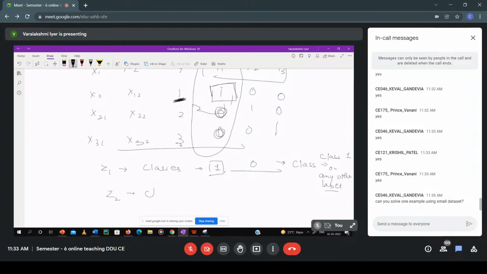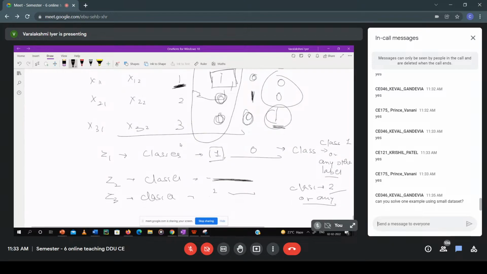Similarly, Z2 will be all those classes where the class label is 2, or any other label. These are the two classes in which it will be dividing. That's why here the output is 1 and the rest of the classes are assigned 0. So all those values will be taken in Z2. Similarly, Z3 will be all those classes where the class label is 3 in the output, and the rest of the classes. Okay, so we can write your Z equation. You can write your Z equation into something like this.